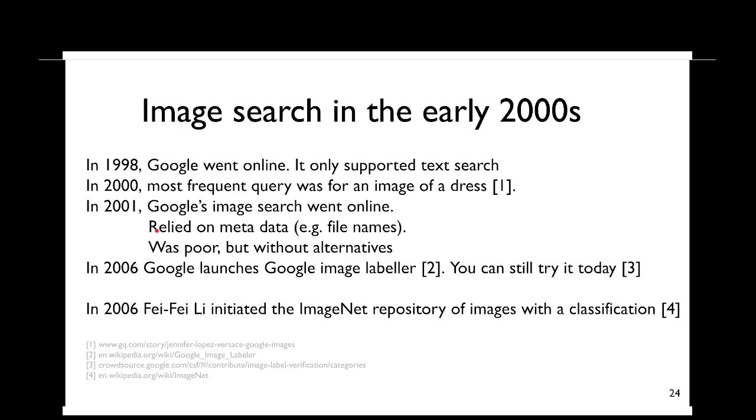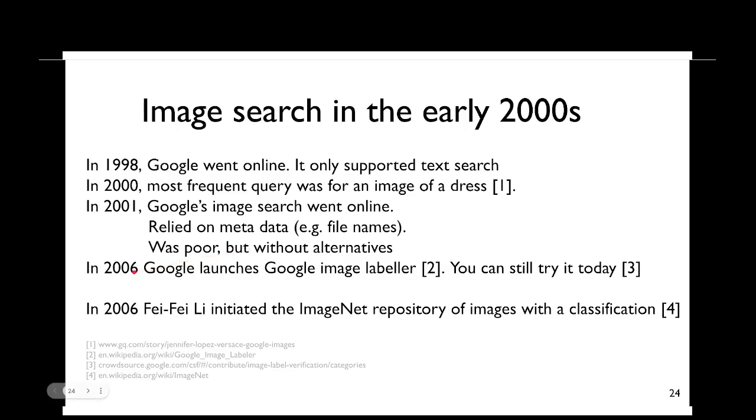And the reason why it was so poor was because it relied on metadata, such as the file names or the text that was on the web page surrounding the image. But you can imagine that file names are usually not very informative. If you think of your camera pictures that are called JPEG 5073, that is not very useful in order to be able to search that file name. So in those days, image search was really poor, but Google couldn't do it, and nobody else could do it either. So there were no alternatives.